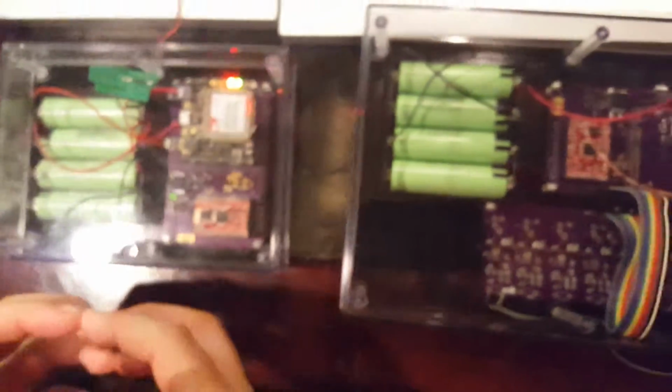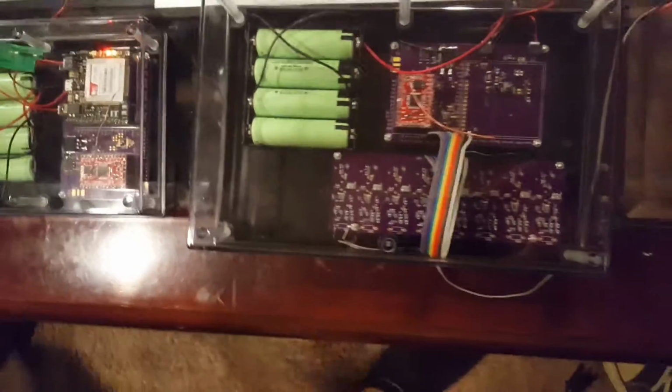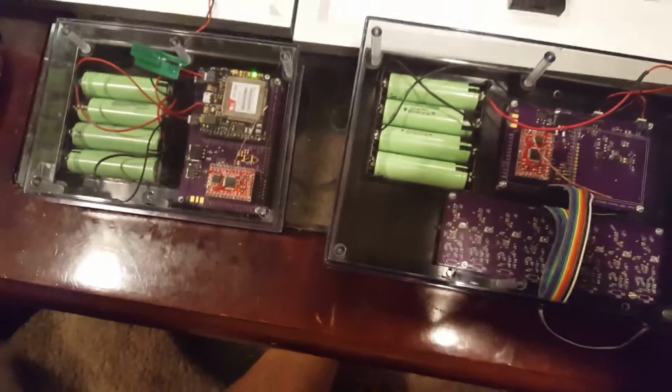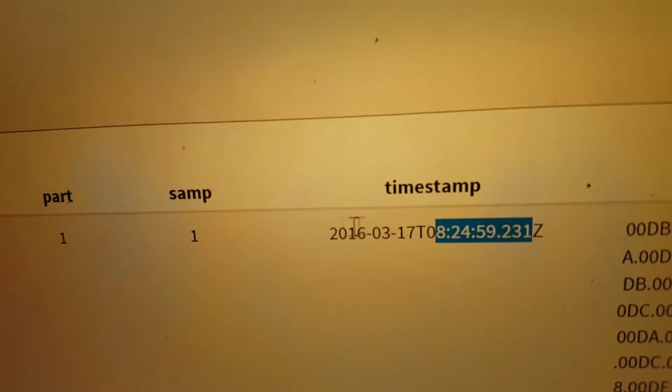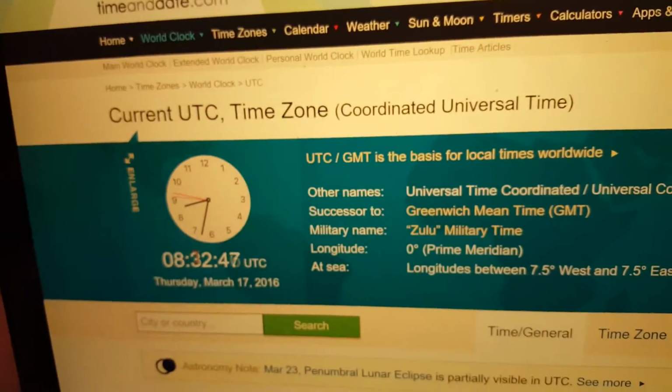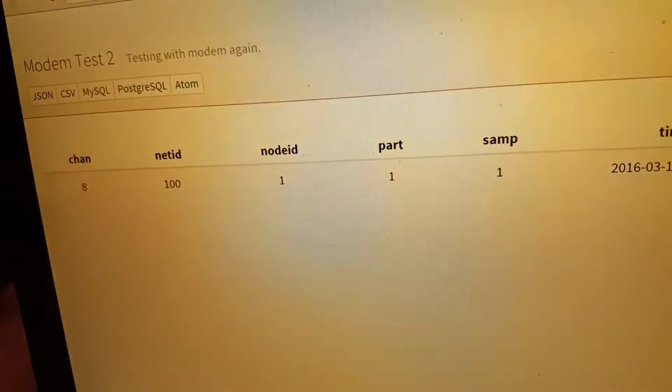So we have our 8 channels of data. We're going to prove that we can get all 8 channels of data. If we look at our database here, and look at this timestamp, we see it's 8:24:59 universal time. We go over to our clock. That was roughly 8 minutes ago, so this is pretty recent.